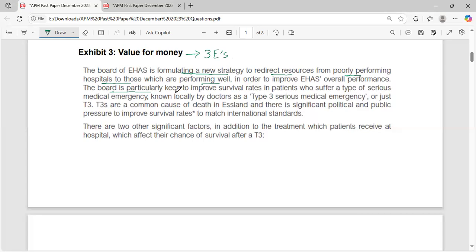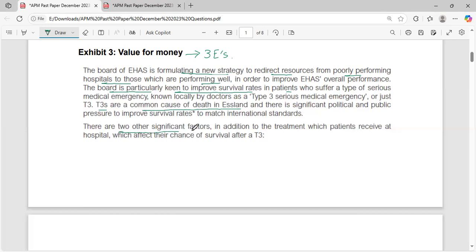The board is particularly keen to improve survival rates in patients who suffer a type of serious medical emergency known locally by doctors as a type 3 serious medical emergency, or just T3. T3s are a common cause of death in Eastland, and there is significant political and public pressure to improve the survival rate to match international standards.